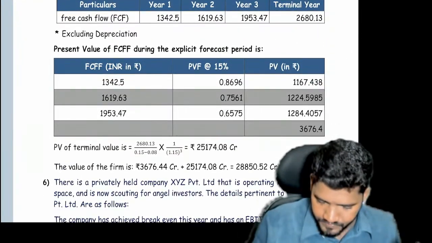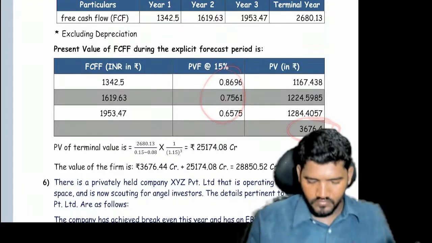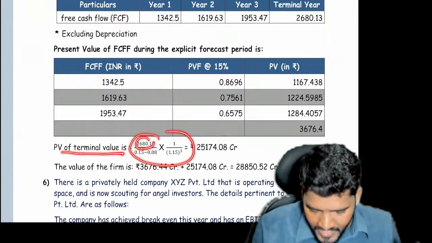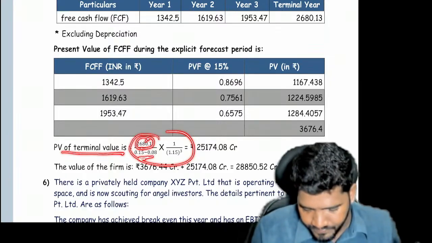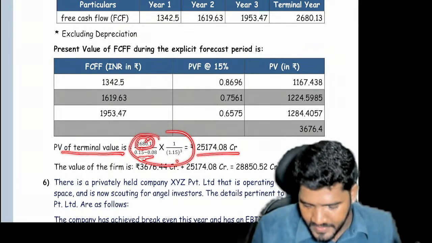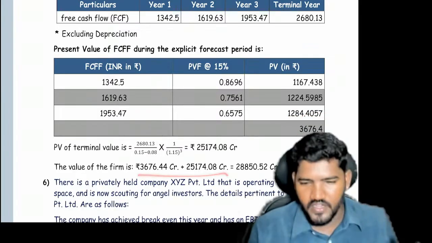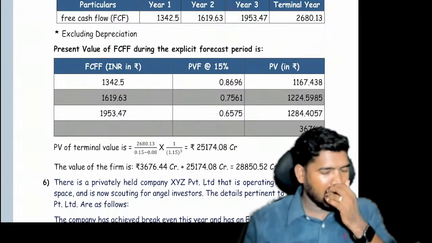So you can observe, the terminal value is also calculated at present value. So this cash flow divided by r minus g into the present value factor, you will get a present value. So the sum of these 3 years' information and the terminal value, you will get the total value of the organization.